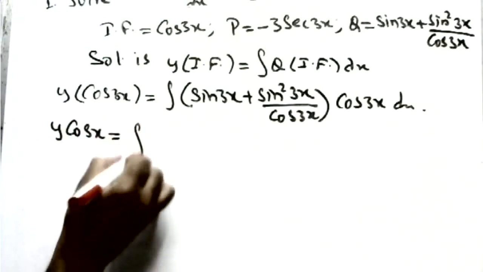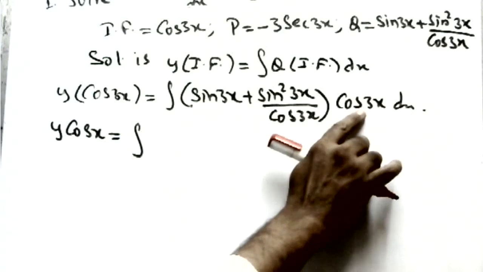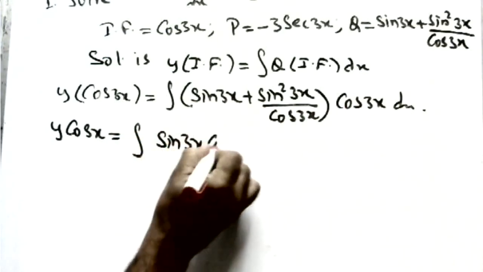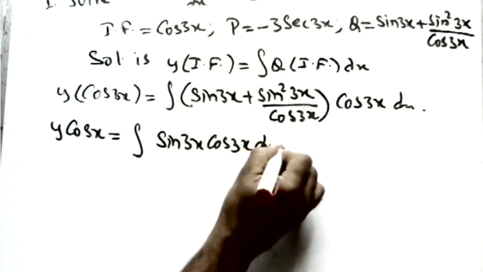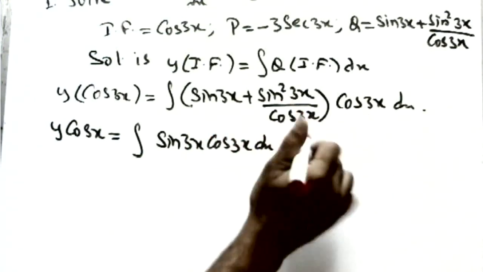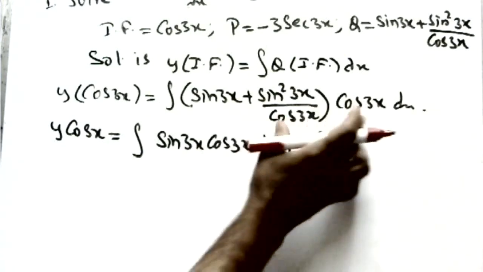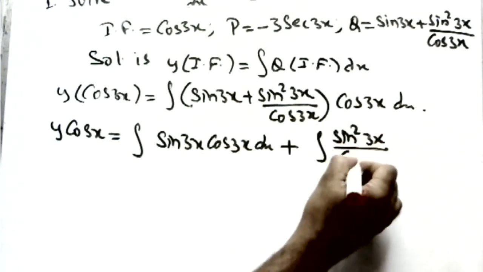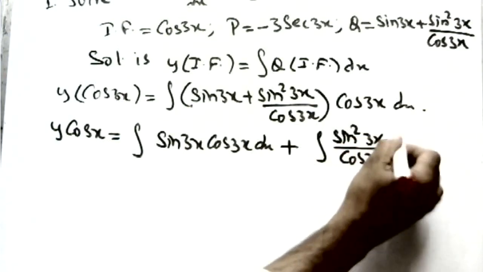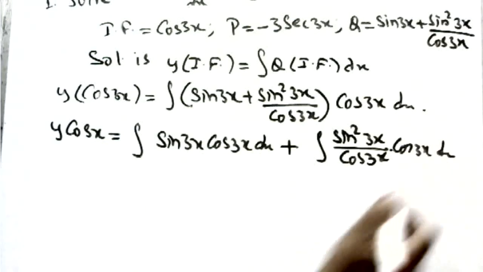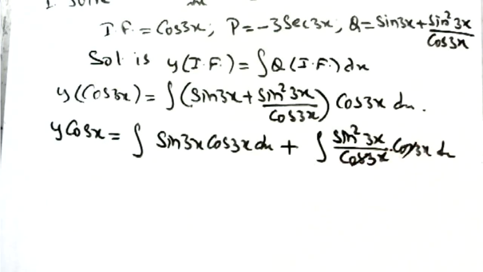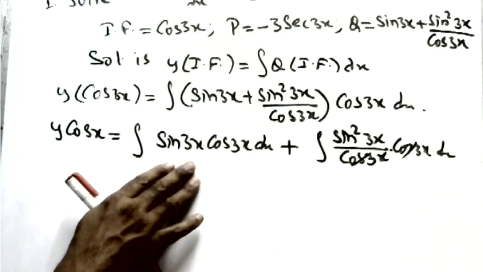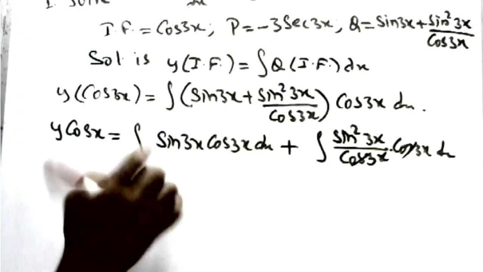So we write like this, y into cos 3x equals integration of. Now let me multiply this cos 3x into sine 3x. This will become sine 3x cos 3x dx plus, let me separate this one, sine squared 3x by cos 3x into cos 3x dx. Now the cos 3x cancels. Now how to solve these two? Watch carefully. Here we have to apply the trigonometric formulas.